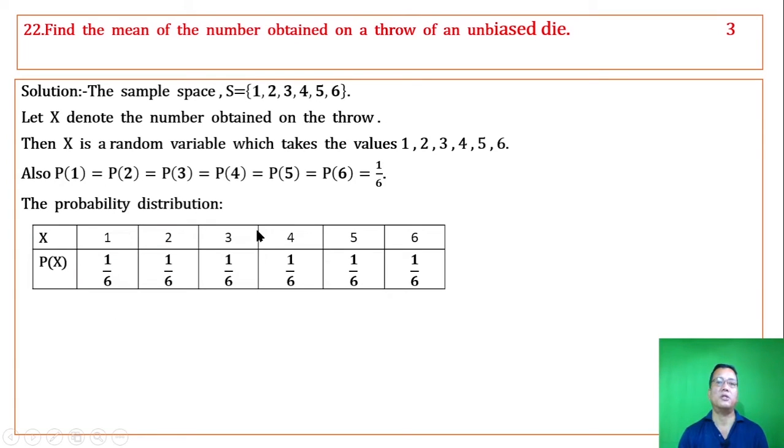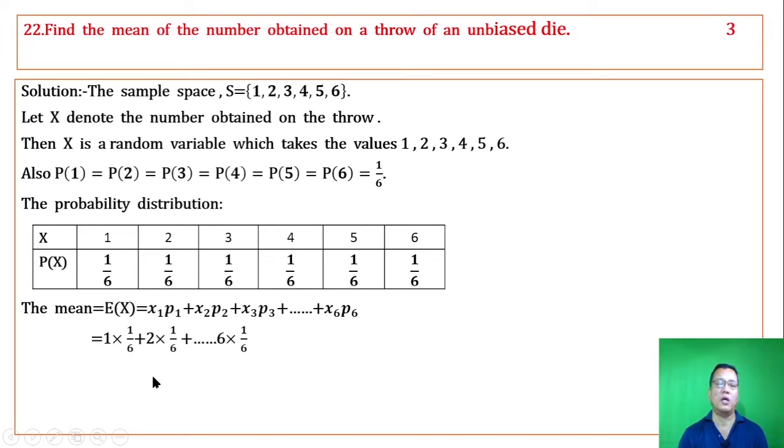The probability distribution for this is x against p of x in a table. The mean is E of x, whose value is x1 p1 plus x2 p2 up to x6 p6. Putting the respective values, taking 1 by 6 common, we get 1 by 6 times the sum of 1 to 6.